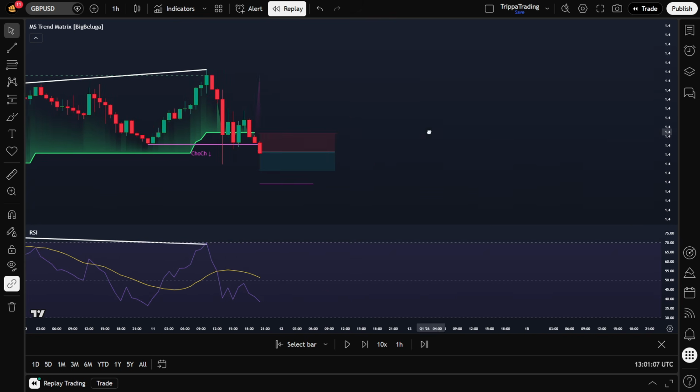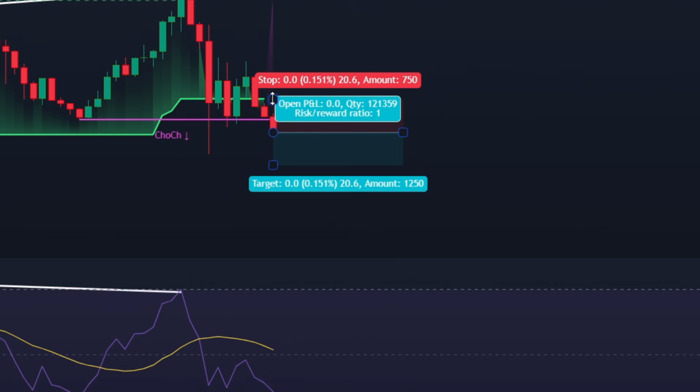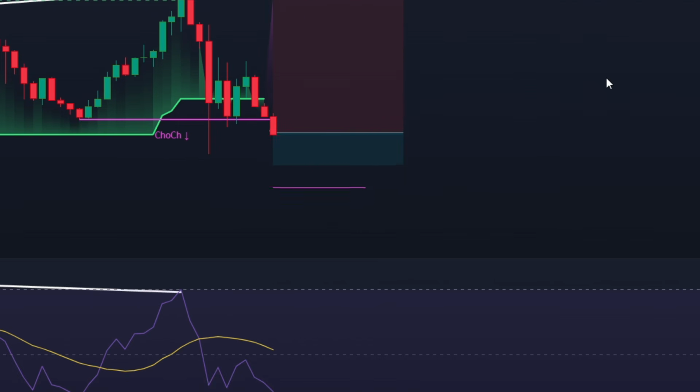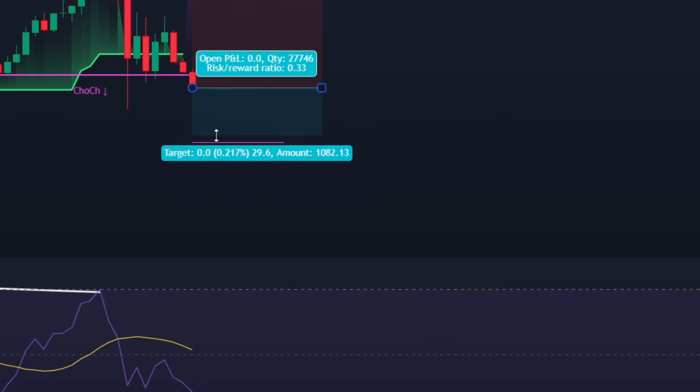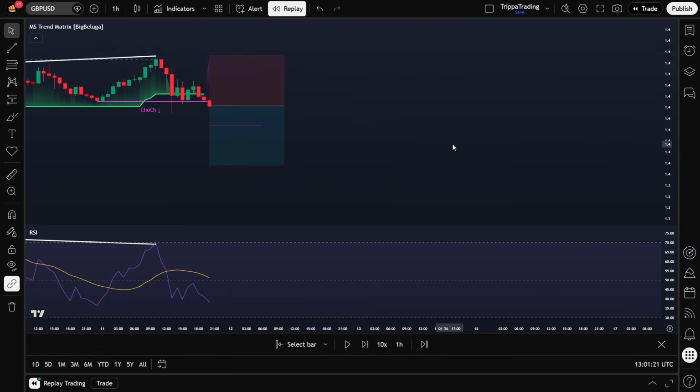At that point, in practice, you could enter a sell trade on the next candle open. For the initial stop loss, place it above the highest high of the divergence pattern. That is your invalidation point. If price goes back above that level, then the reversal idea is weakened.